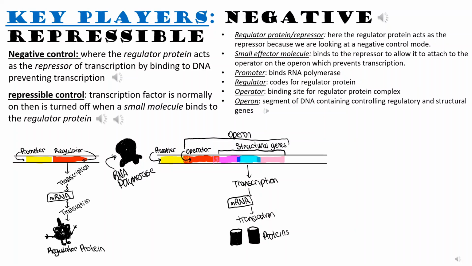Some of the other key players are the promoter region, which is like a landing pad for the RNA polymerase to start transcription, the regulator, which codes for the regulator protein, the operator, which is the binding site for the regulator protein complex in this situation, and the operon, which is a segment of DNA containing controlling regulatory and structural genes. Now that we looked at all the key players and the definitions of some of the terms, we can now look at an example to explain how this really works.